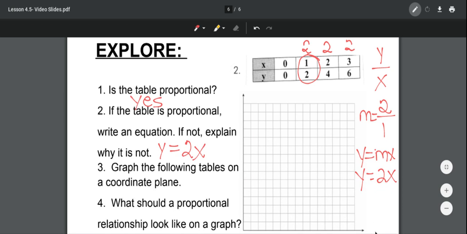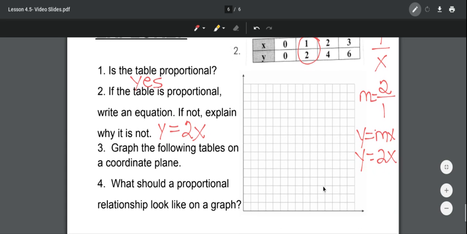Let's graph our points on the table. 0, 0, 1, 2, 2, 4, 3, 6. And as you can see, these points create a straight line.